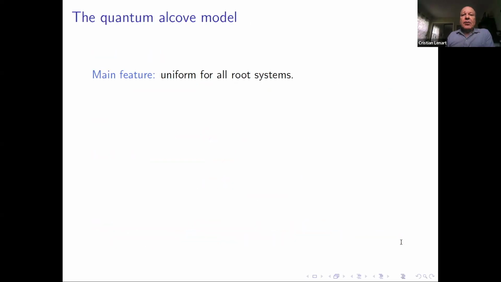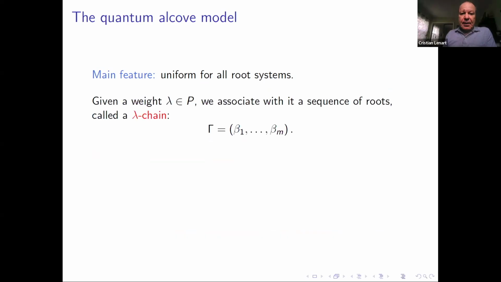So then the quantum alcove model, I can explain it now. Its main feature is that it's uniform for all root systems, and it's just based on combinatorics of the Weyl group W. You also have to input a certain weight, let's say an arbitrary weight lambda, and with it we associate a sequence of roots called the lambda chain. So beta 1, ..., beta m are roots, positive or negative.